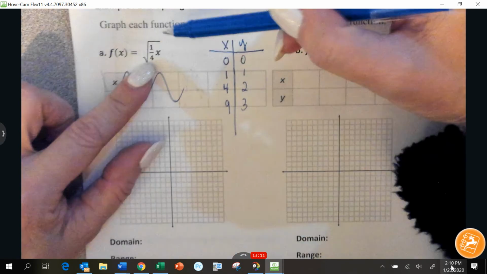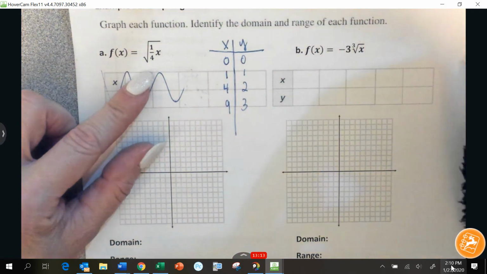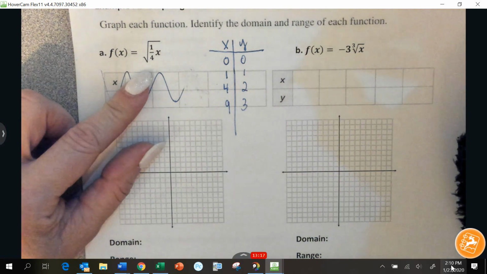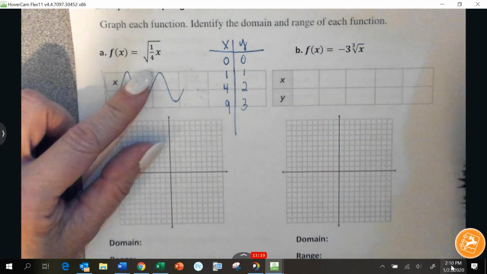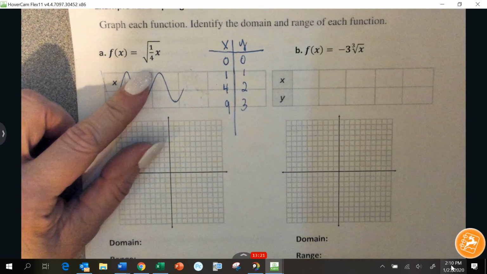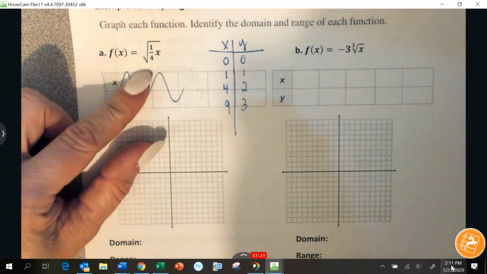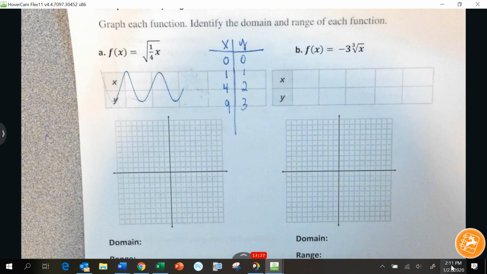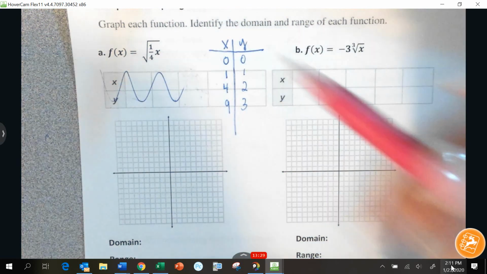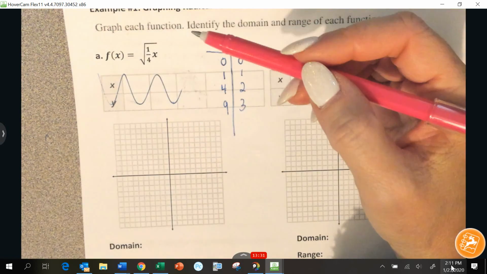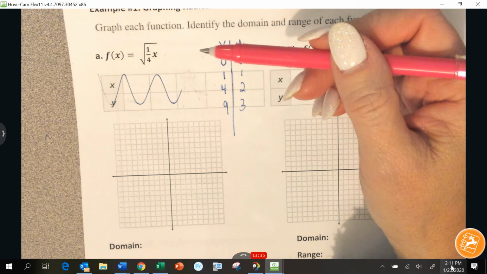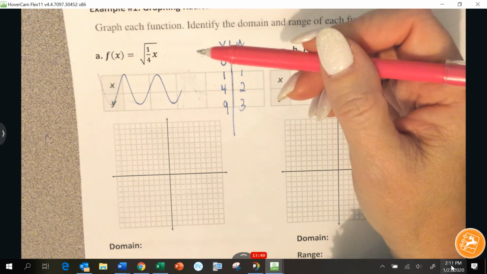Transformations. This one is under the square root. This is part of the function. So is it horizontal or vertical? Is this 1/4 horizontal or vertical? You have a 50% chance. Horizontal, which is what I already said, yep.